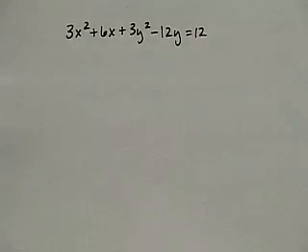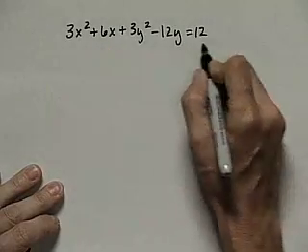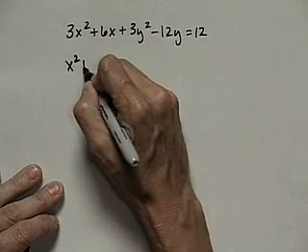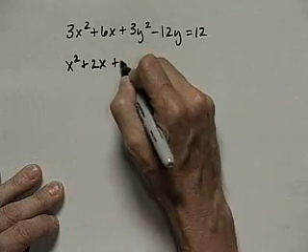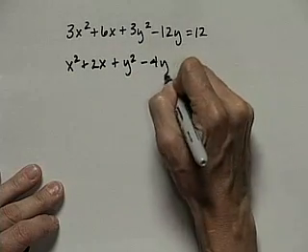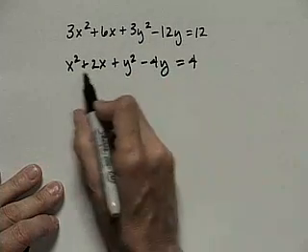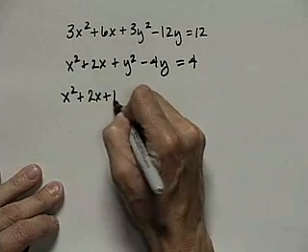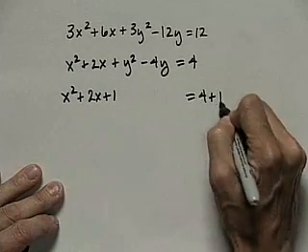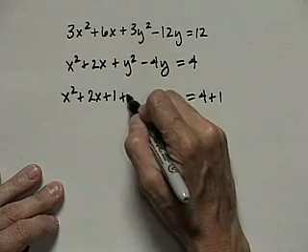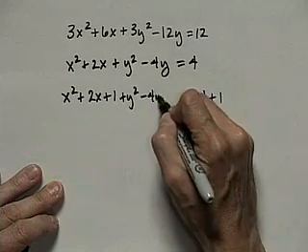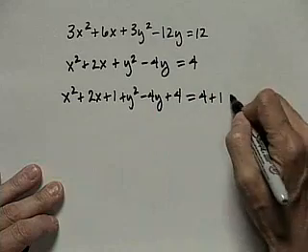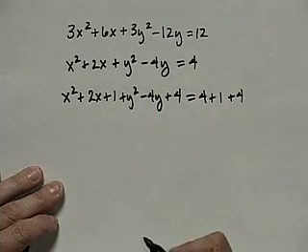Well, let's see how you did. I see that each term has a common factor of 3, so I'm going to start by dividing everything by 3. And then I'm going to complete the square on x and y. To complete the square on x, I add 1, so I need to add 1 to the right-hand side. To complete the square on y, I add 4, so I need to add 4 to the right-hand side.